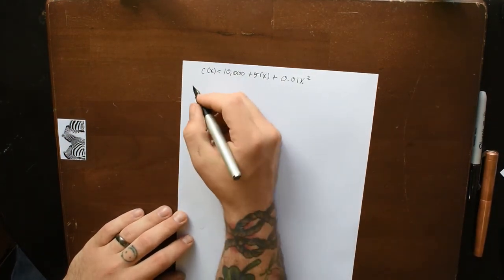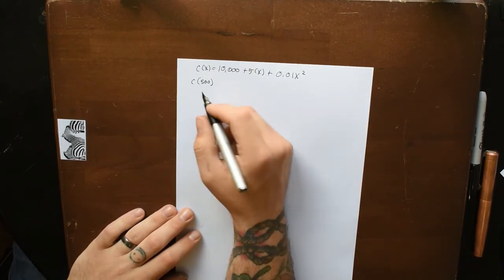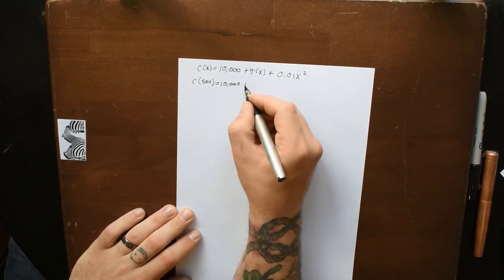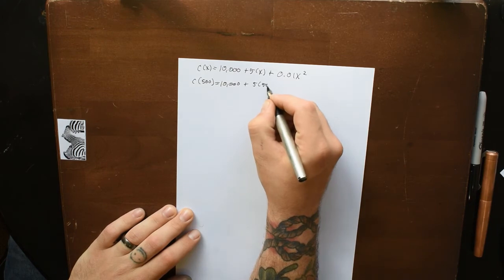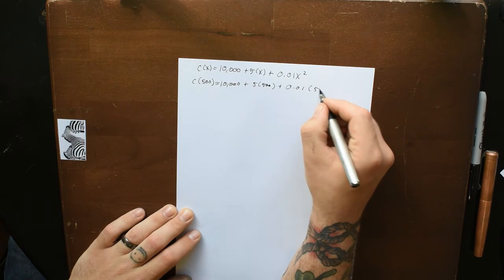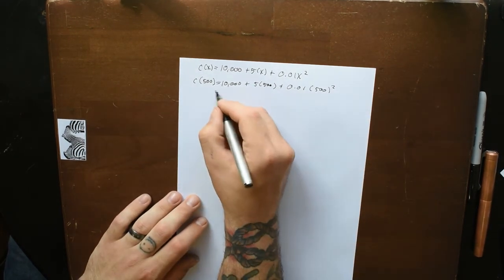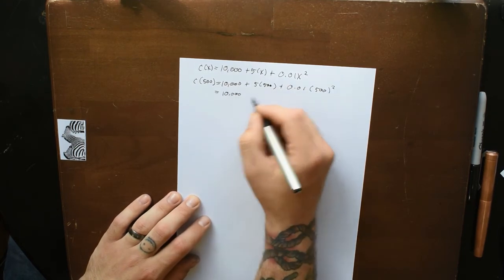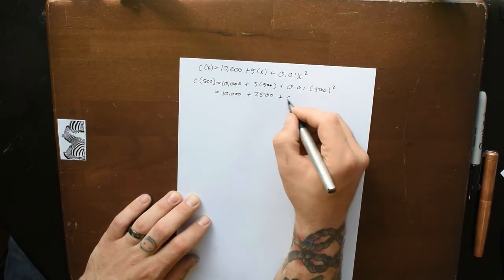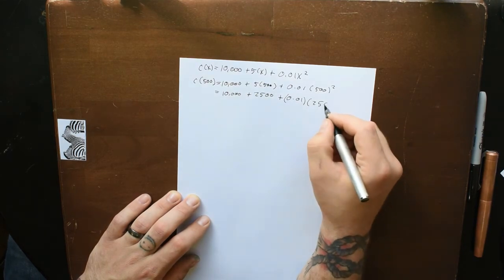So first, let's see how much it costs to produce 500 items. If the company wants to produce 500 items, that's going to cost them the $10,000 it costs to turn on the lights, plus 5 times 500, plus 0.01 times 500 squared. That's going to be equal to 10,000, plus, that's a 25 with 2 zeros, plus 0.01 times 25 with 4 zeros.